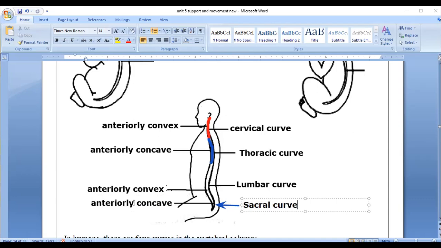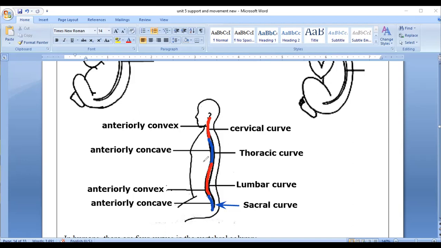So if we take the cervical curve, let's complete it first. So here the lumbar curve is coming. The lumbar curve is anteriorly convex, posteriorly concave. The sacral curve is anteriorly concave and posteriorly convex. So anteriorly is enough for us.